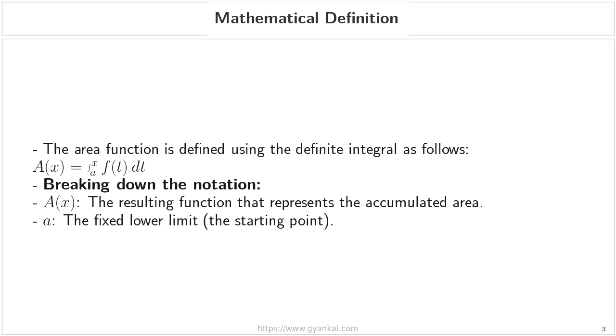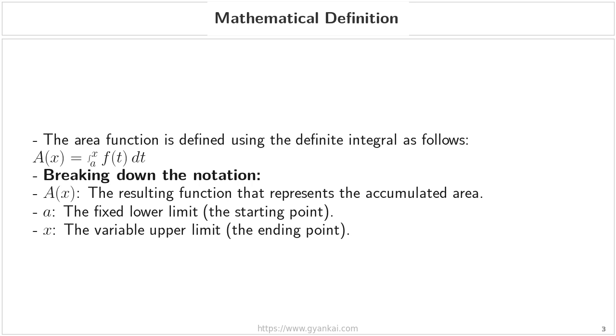Next, we have a. This is our fixed lower limit of integration. Remember from our earlier discussion, this is the starting point, the x value where we begin accumulating area. It remains constant throughout. Now, x is the crucial part. This is the variable upper limit. As we change the value of x, we're essentially sliding the right-hand boundary of the area we're calculating. This is what makes it an area function rather than just a single area value.